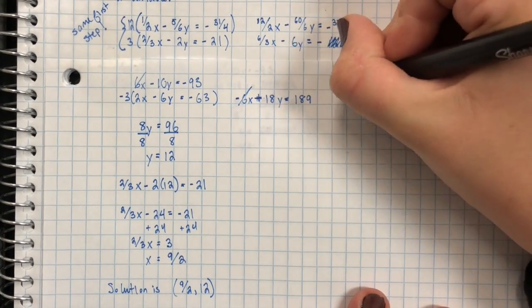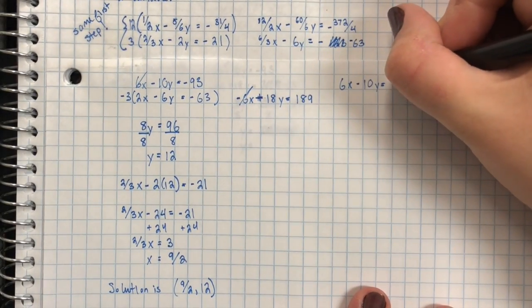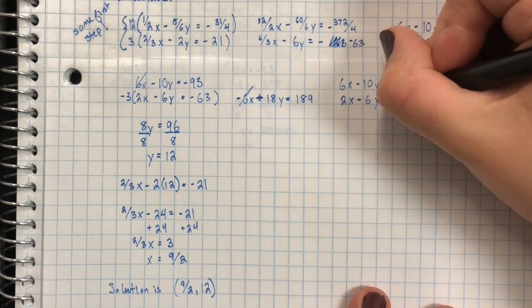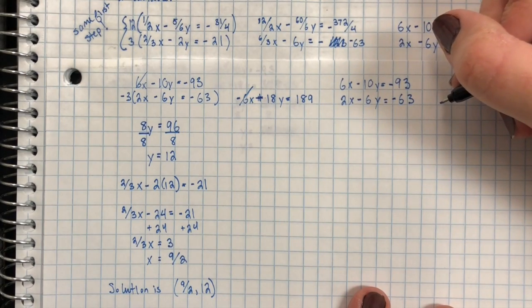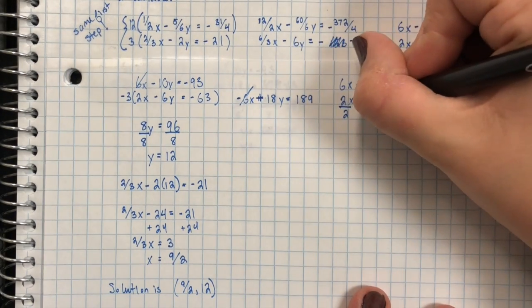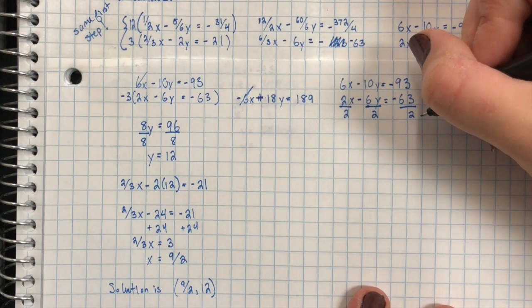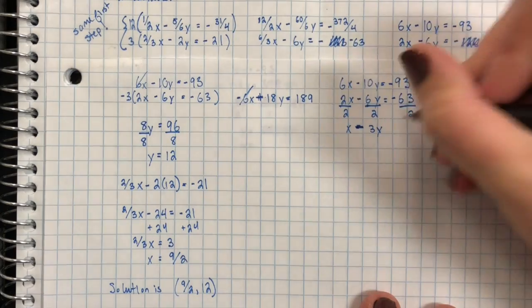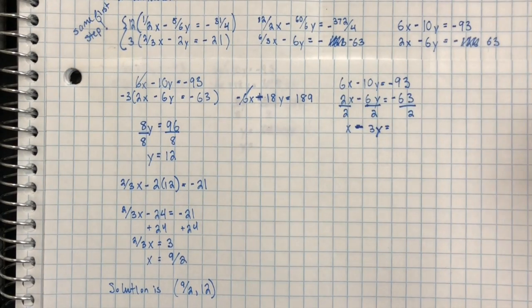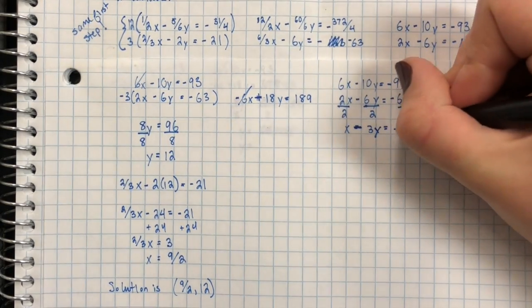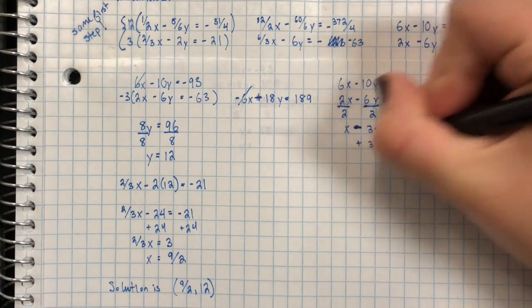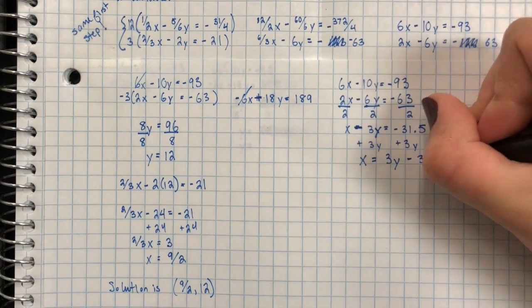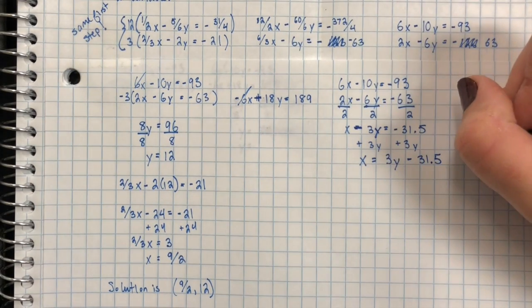Now I'm going to go back to my substitution method. Instead of using that coefficient, I'm actually just going to manipulate the first function that I have so that I'm solving for x as opposed to having that whole equation. So first thing I do is divide by 2 to get rid of the coefficient on the x. Divide all my terms. Now I'm going to move over that y term. So I get x is equal to 3y minus 31.5.